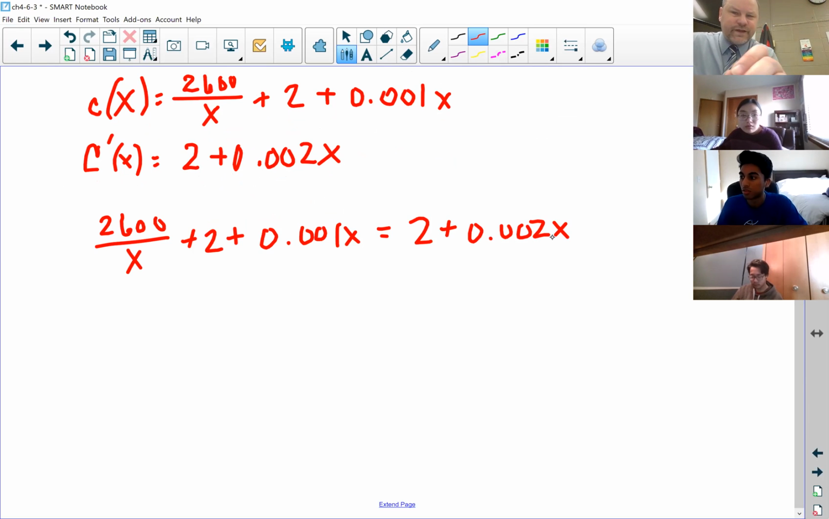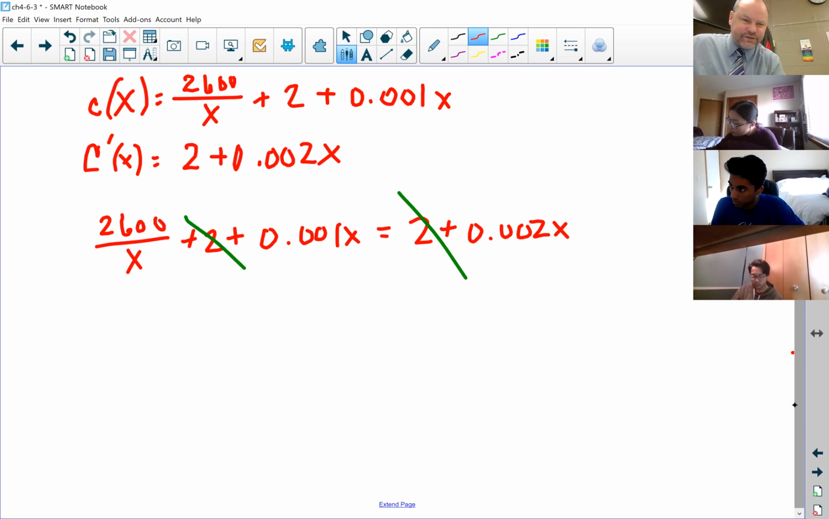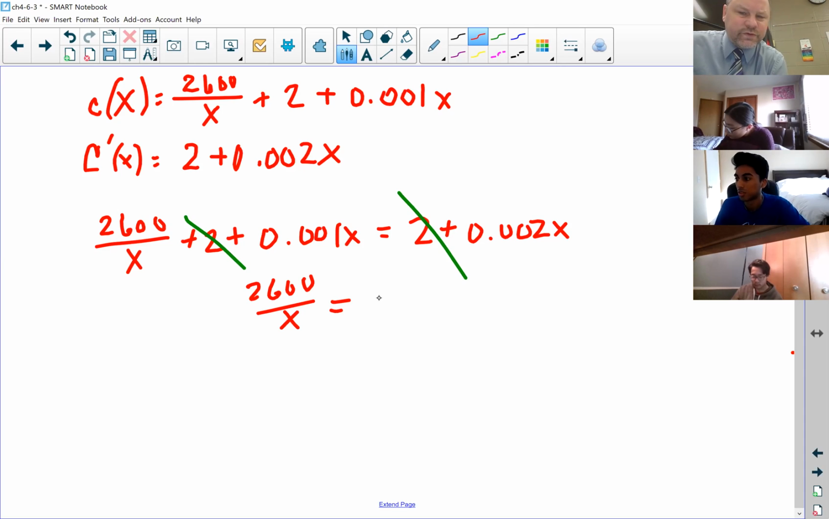And if we solve for x, the first thing I would do is subtract 2 from both sides. Get rid of that. And then I would move the 0.001x to the left. So we'd have 2,600 over x equals 0.001x.